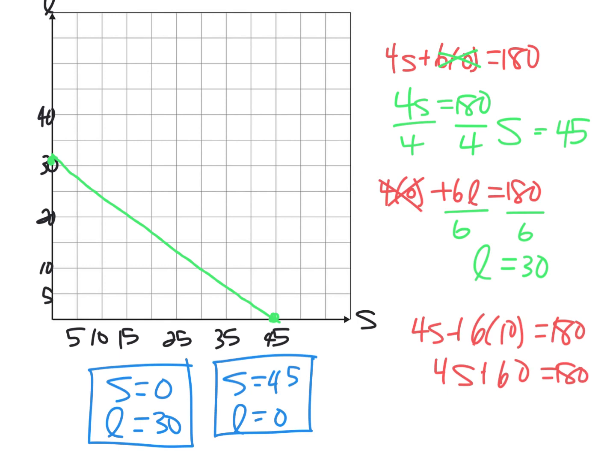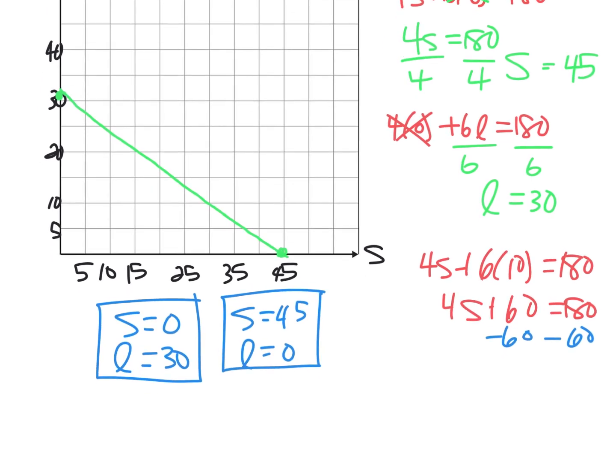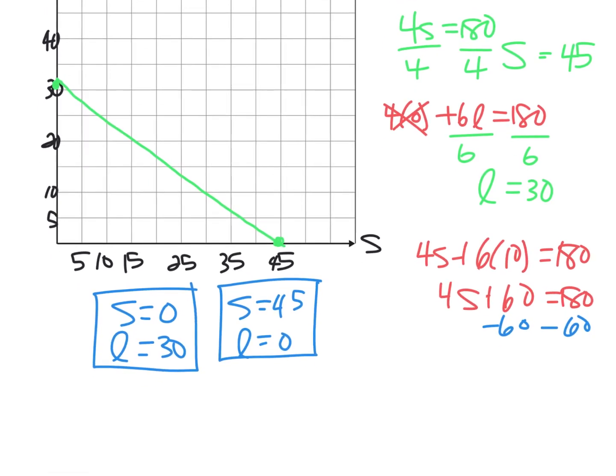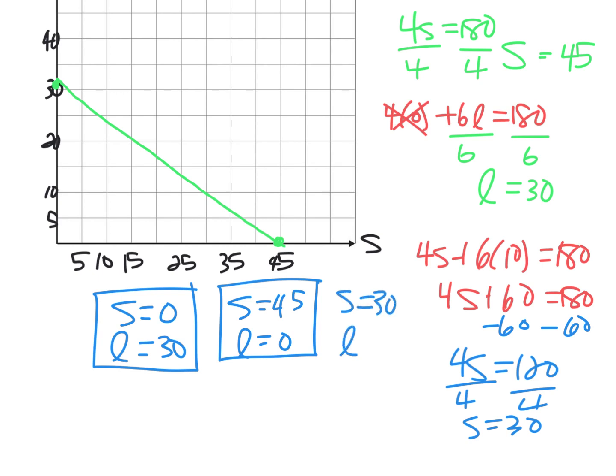And then I could subtract the 60 on both sides. When I do that, I'm going to give myself a little room there. So I got 4S equals 120, and I divide by 4. I get S equals 30. So when S is 30, L was 10, that's a combination of tables that would be a solution for this equation. We can look at that.